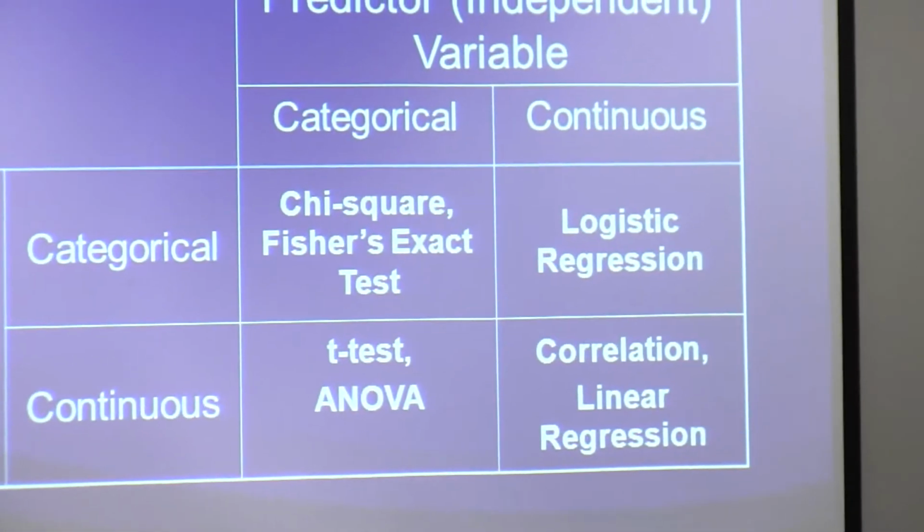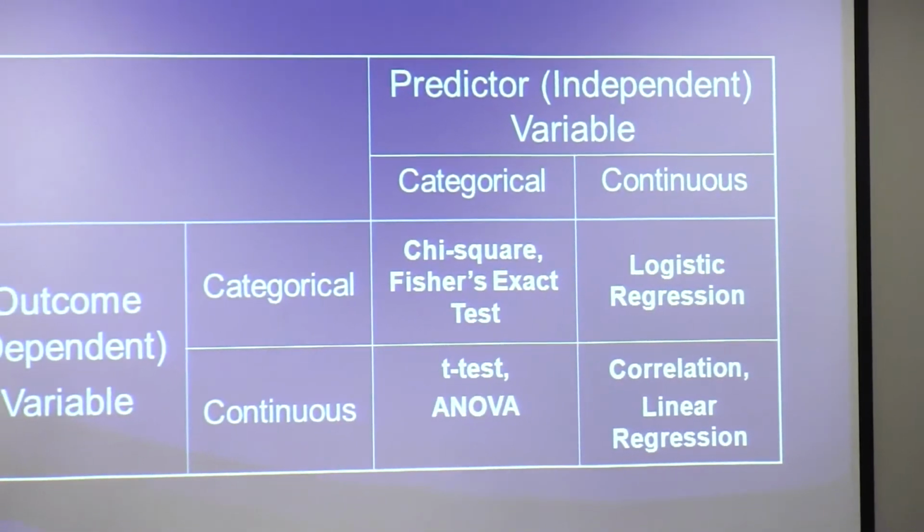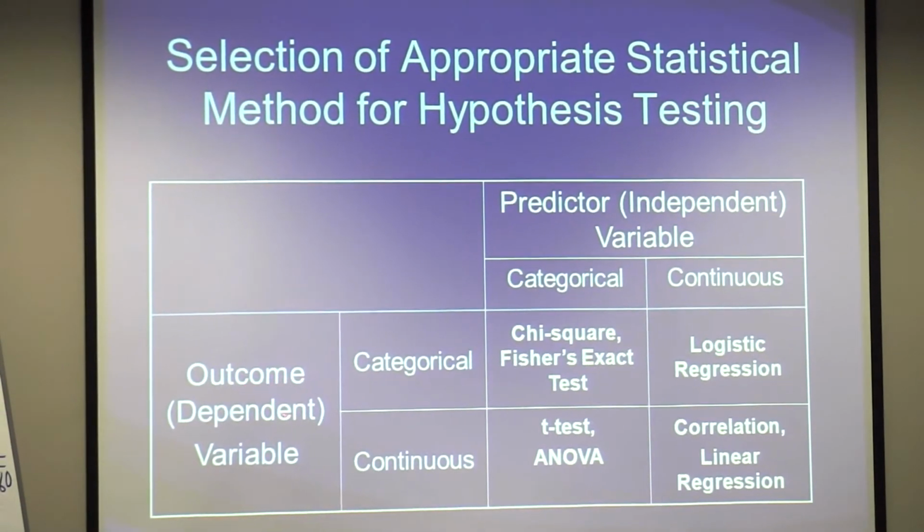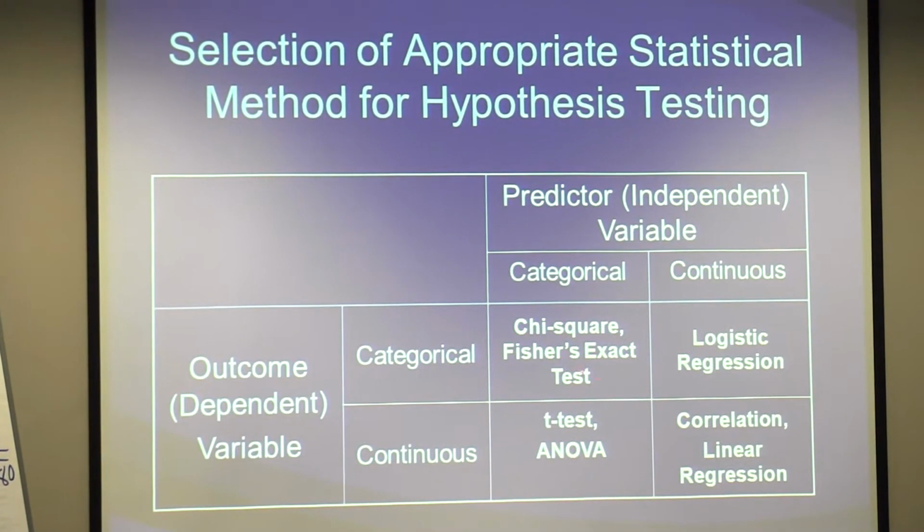So this graphic kind of shows you just an idea. I mean, it's not exhaustive by any means, but just an idea of, if you have a categorical independent variable and you have a categorical dependent variable, you're probably going to be looking at a chi-square type of situation. Whereas if you have a categorical independent variable but a continuous dependent variable, then you're going to be doing something like a t-test. So a t-test comparing the means of two groups, which we'll talk about in a little bit.